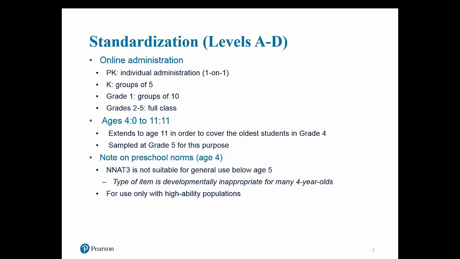The age range for levels A through D is from 4.0 to 11.11. 4.0 is the same starting age as the norms for NNAT 2. And the reason that we went up to 11.11 in the norming for levels A through D is that even though it's rare for an 11-year-old to be in grade 4, which is the grade level where level D is administered, in order to capture a representative sample of 11-year-olds, we needed to sample at grade 5, and that's what we did in the norming, so that the norms can cover virtually all students in grades K through 4.